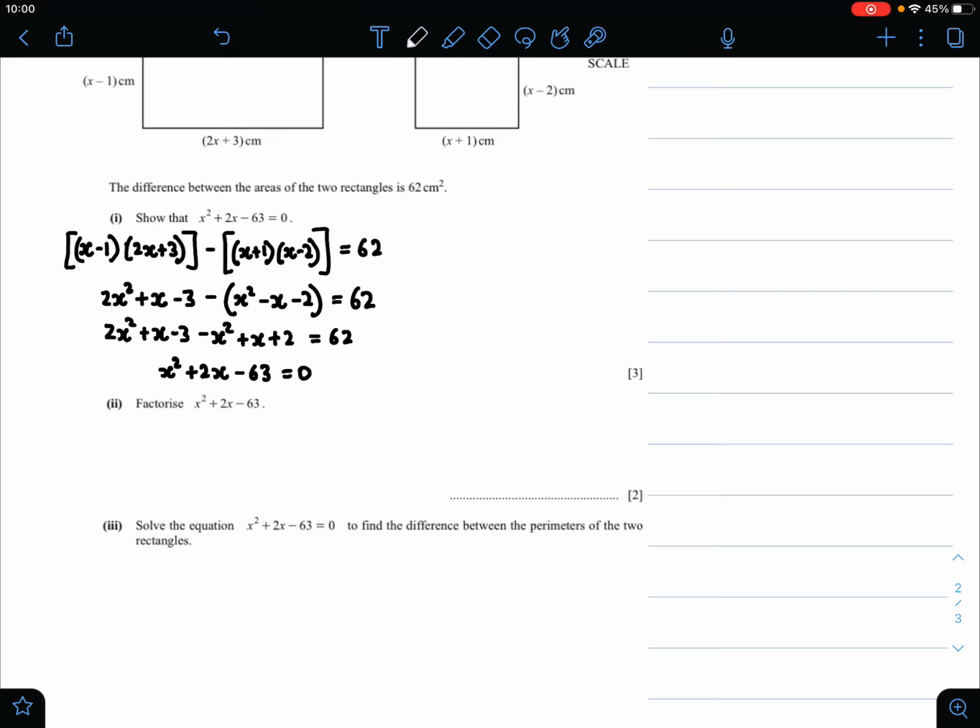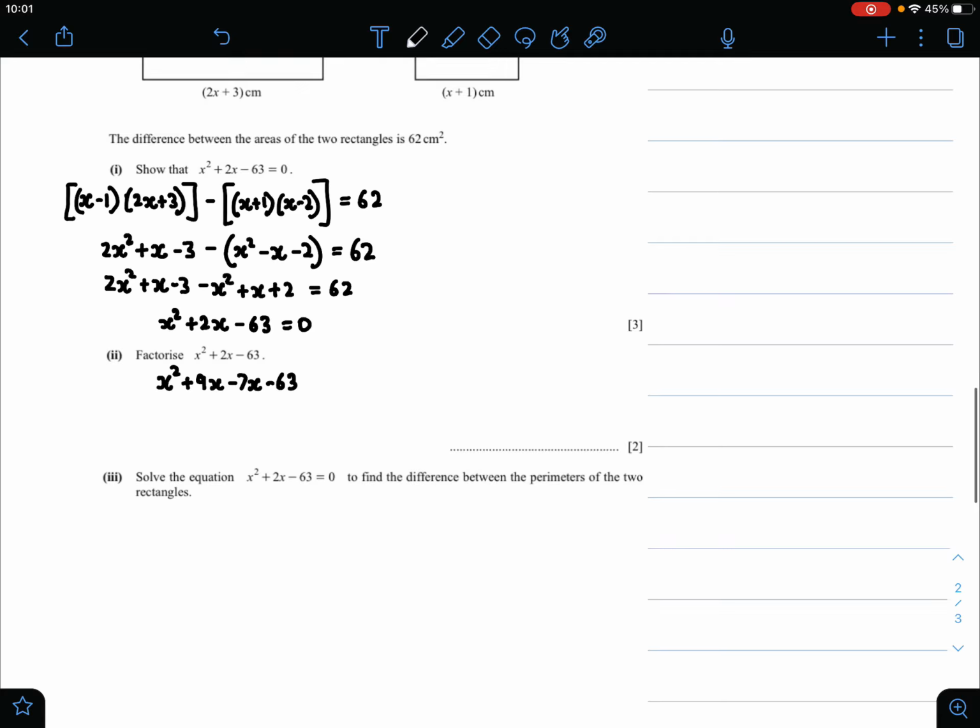So x square plus 2x minus 63 is the expression, and we have to find two numbers that give us a product of negative 63 and a sum of positive 2. So the two numbers would be positive 9 and minus 7. So x square plus 9x minus 7x minus 63.